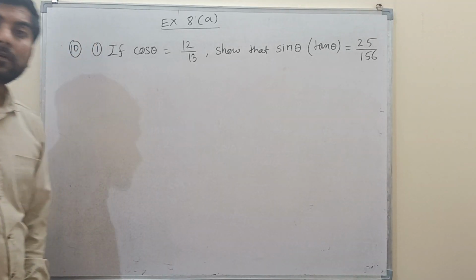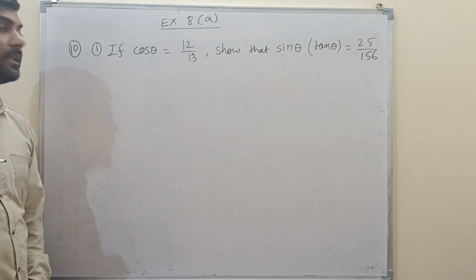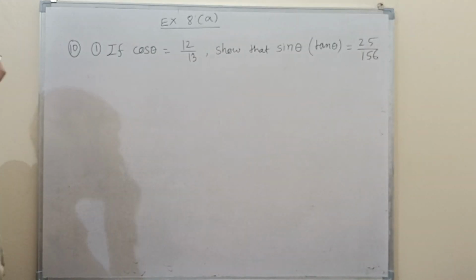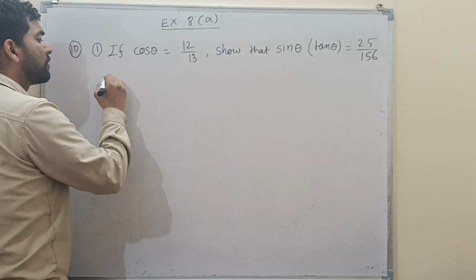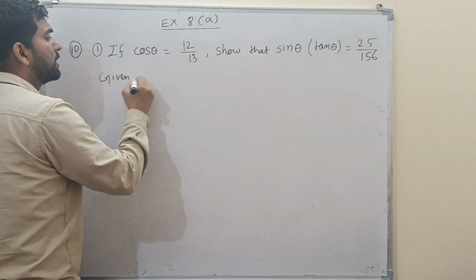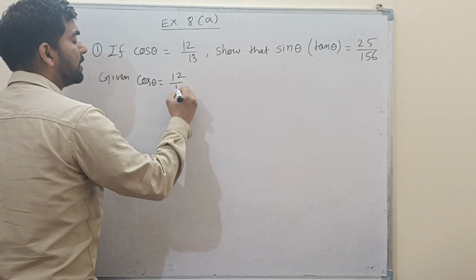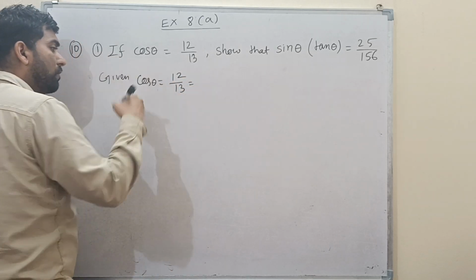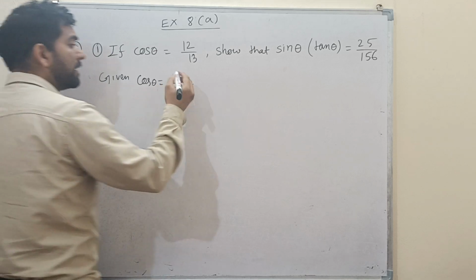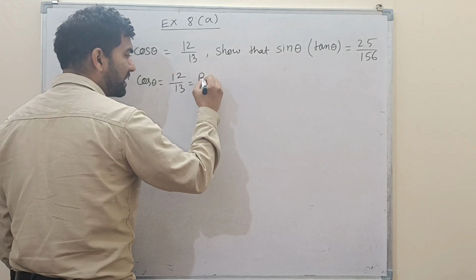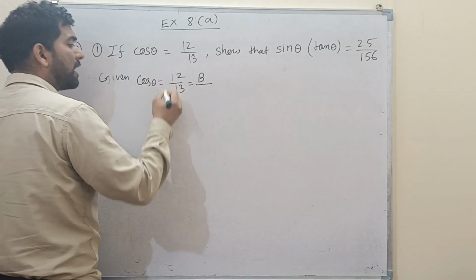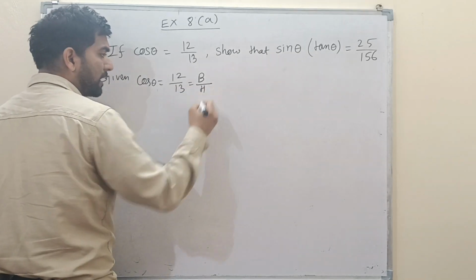Hello students, so now we will solve question number 10, exercise 8a. Here what is given is cos theta equal to 12 by 13. So we already know cos theta is nothing but base by hypotenuse. Base we write with b, and hypotenuse we'll write with h.